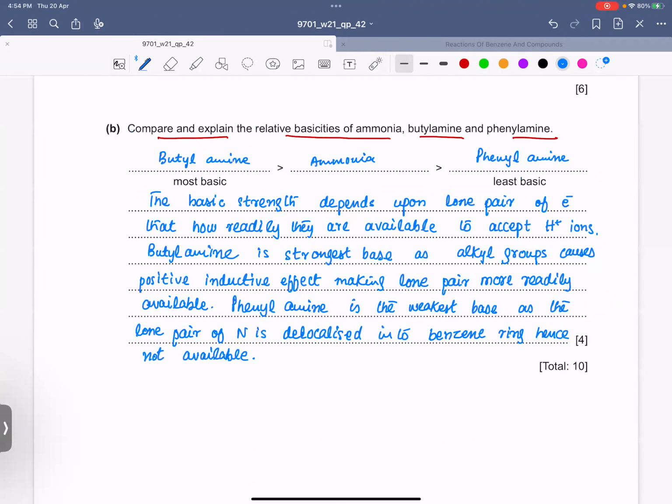Sir, for butylamine, is it necessary to write the inductive effect, or can we just write that the group inside is electron donating, so because of that the lone pair... Yes, you can write that as well, that the alkyl groups are electron donating. So due to the induction of the electrons from them, the lone pair is more readily available. Okay, thank you sir.